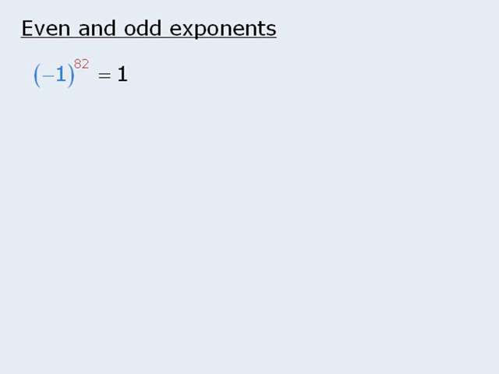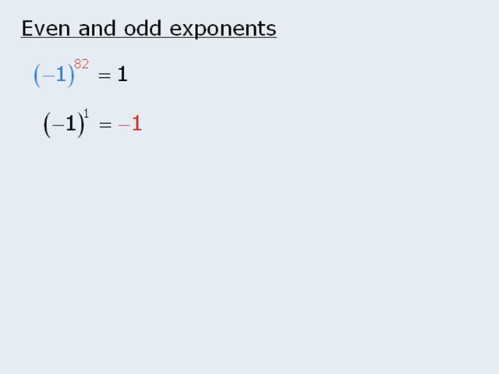The next property concerns even and odd exponents. Now, to set this up, what is the value of negative 1 to the power of 82? Well, if you said 1, you're right. One way to evaluate this is to multiply negative 1 by itself 82 times. Or we can evaluate this by making a few observations.